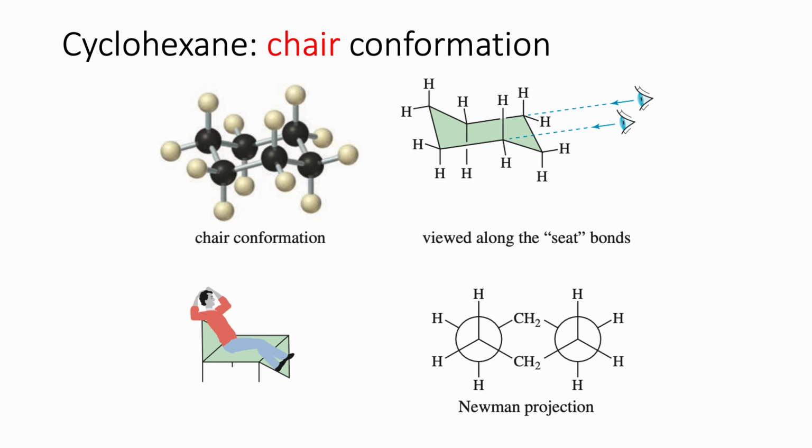And they call it a chair because you can kind of see that guy on the bottom there is kind of in one of those lounge chairs like you might see by the pool. And so it kind of has that shape where part of it goes up and then you've got the flat part where you sit, and then part of it goes down where you put your feet. That's kind of why they call it the chair conformation.